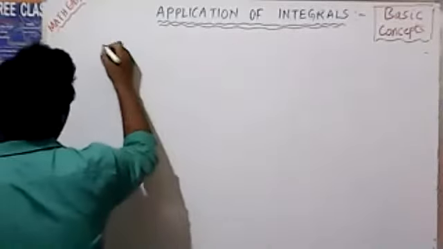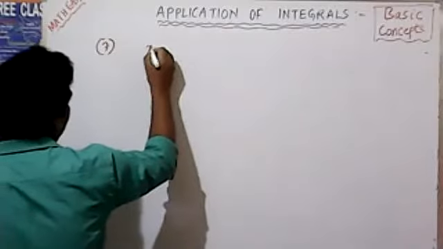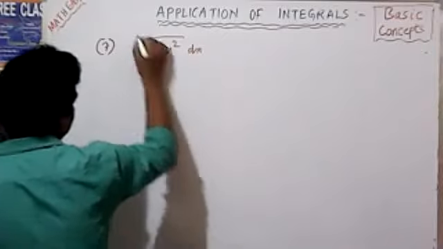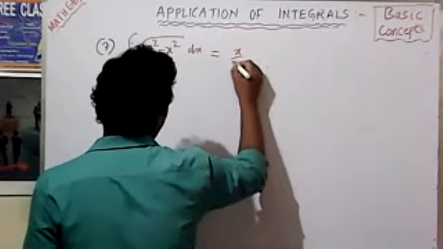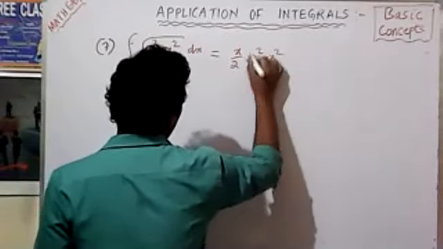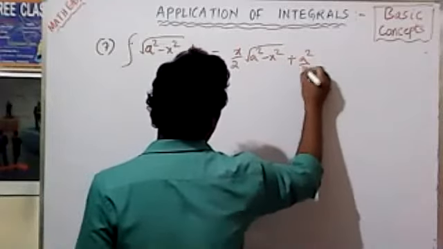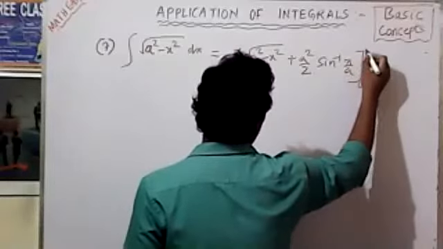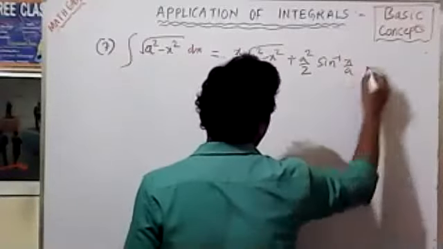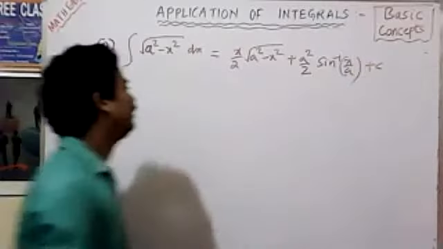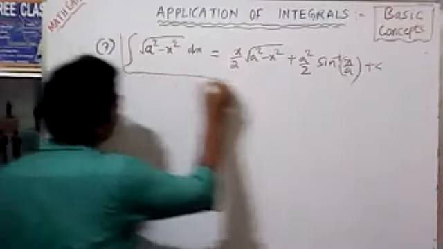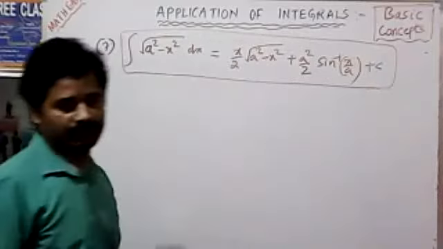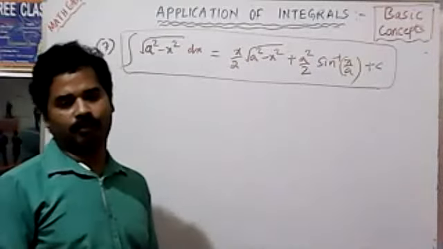Seventh point is the integration concept, that is the integral of the root of a square minus x square dx, which is equal to x by 2 times the root of a square minus x square plus a square by 2 sin inverse x by a, plus c. This formula is very important. This formula and some simple integration formulas are used. So that much is important.